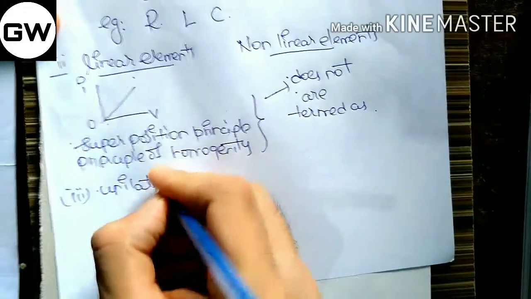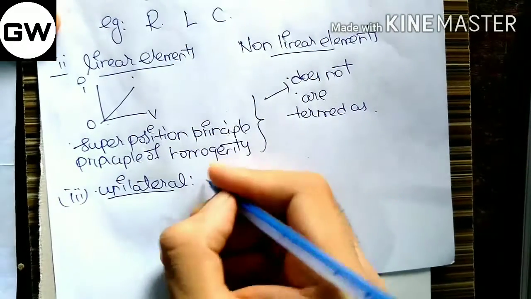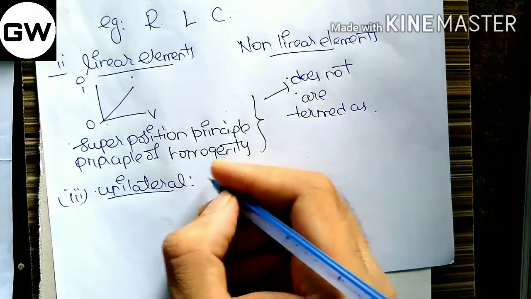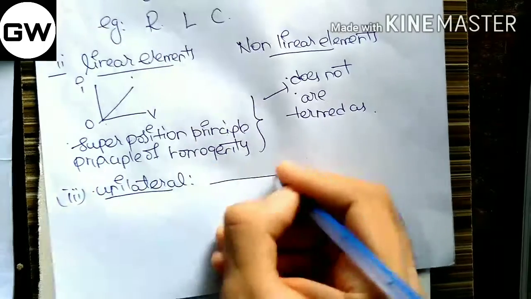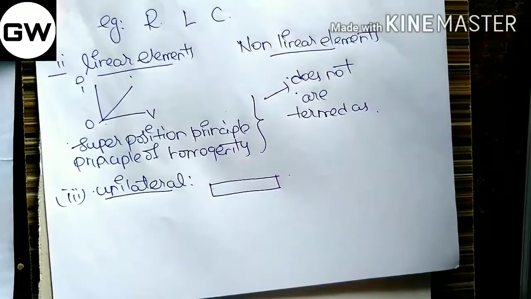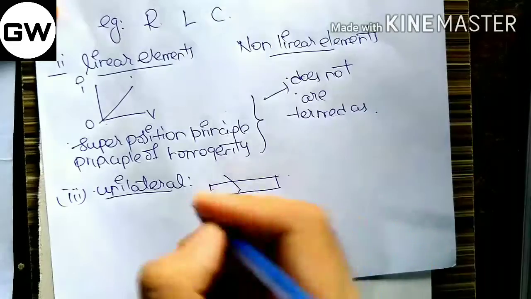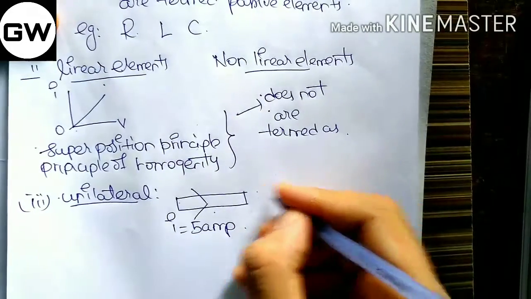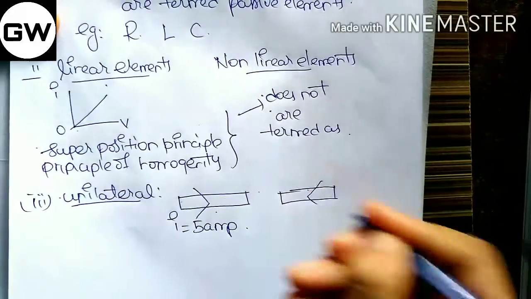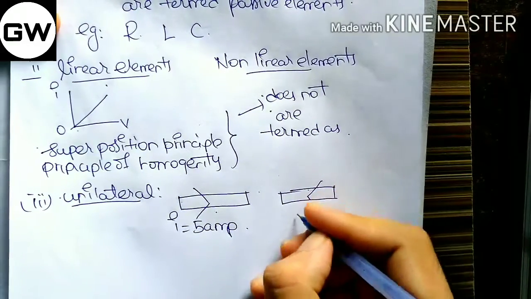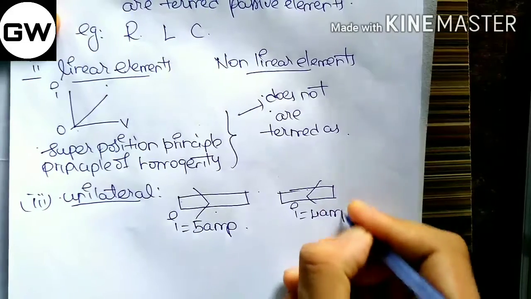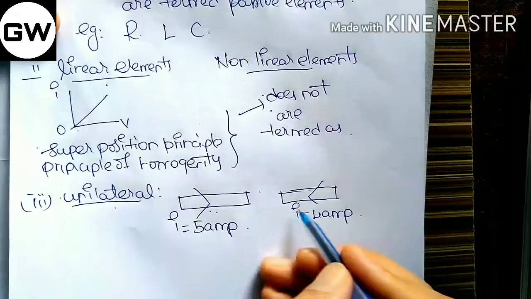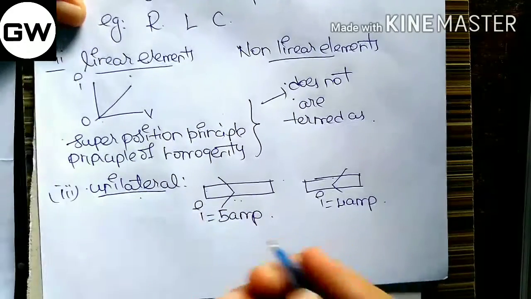Now let's come to the third category, unilateral. Elements for which the magnitude of the current is not the same in both directions are termed as unilateral elements. For example, consider this is an element. The magnitude of the current in this direction, let it be 5 amperes, and for the same element, the magnitude of the current in the opposite direction is 4 amperes. Then such elements are termed as unilateral elements.